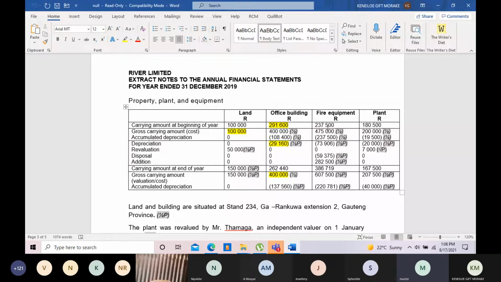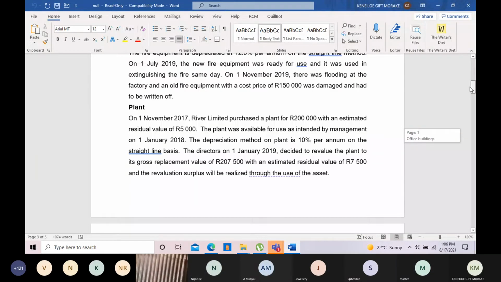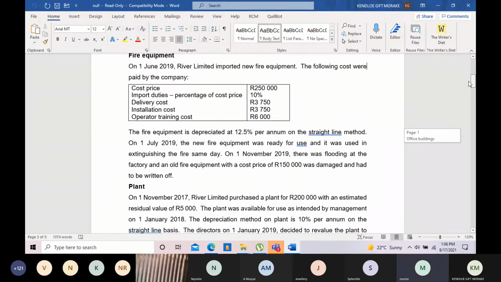How do we then determine the depreciation now? That is the question that we're asking ourselves. How do we determine the depreciation? Okay, let's go back there. All right, so you can see that the fire equipment has the following cost prices. There's only one important thing that we have to do here.